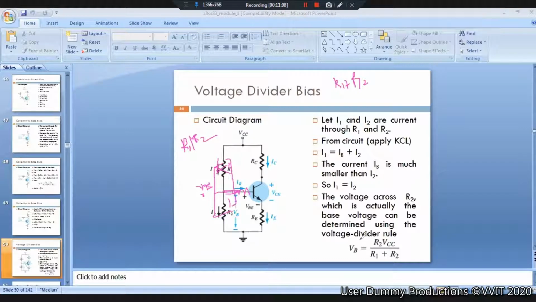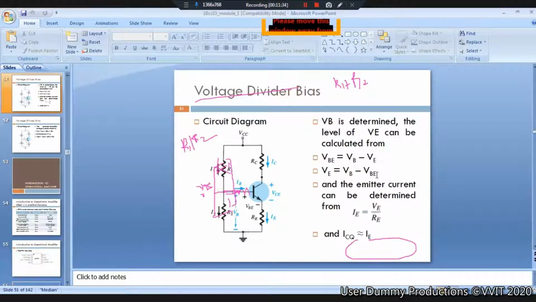Then you will get the value for VB is equal to R2 into VCC divided by R1 plus R2. See here, this equation is the voltage divider circuit. Again, I will explain in class how we get the value for VB, R2 into VCC divided by R1 plus R2, because here it is not possible to write all the equations. I will show it in the classes also. Don't get confused.